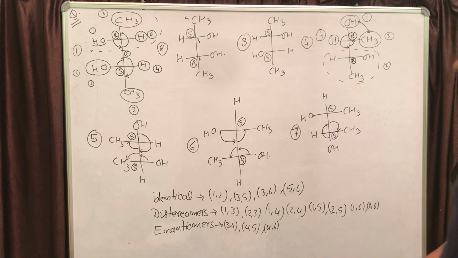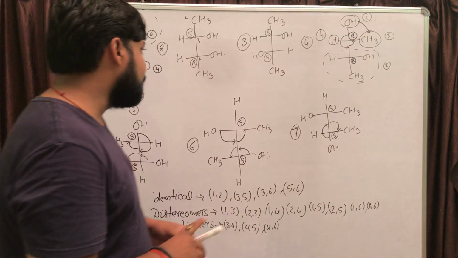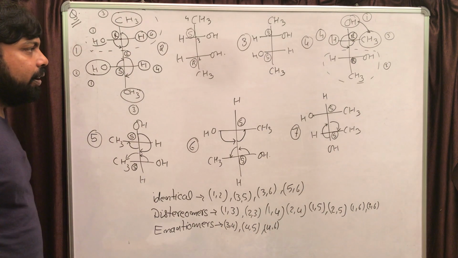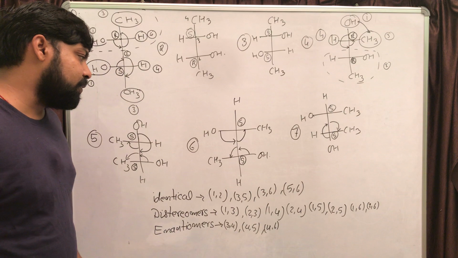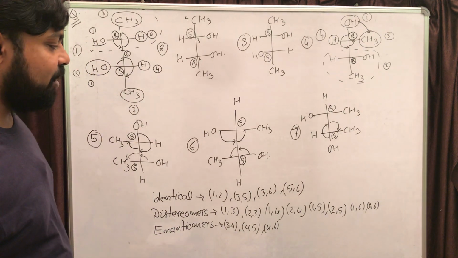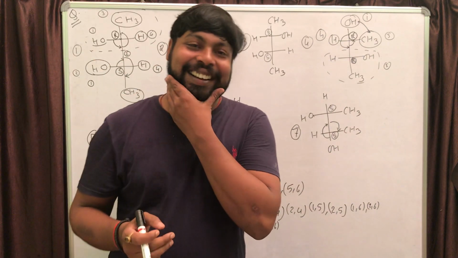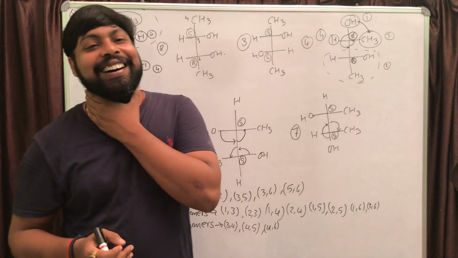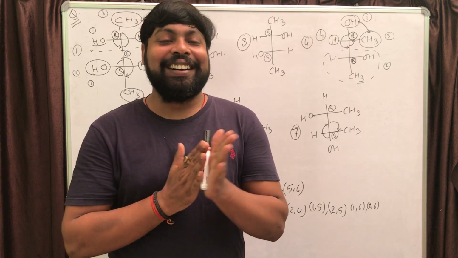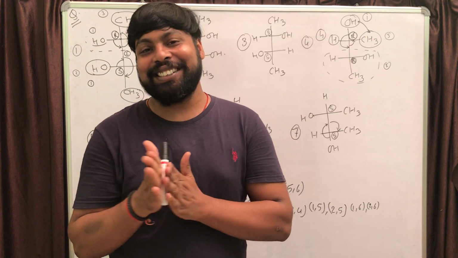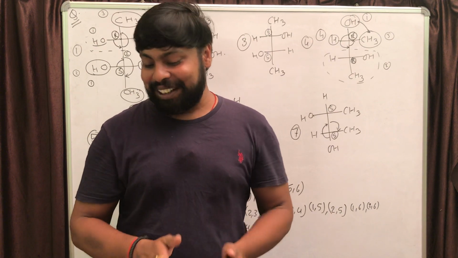So 1 and 7 are diastereomers, 2 and 7 are diastereomers, 3 and 7 are identical, 4 and 7 are enantiomers, 5 and 7 are identical, 6 and 7 are identical, right? These are the answers for this question. In a single question, we can clear all the things related to diastereomers, enantiomers, and identical compounds. There are two more definitions that we need to discuss.